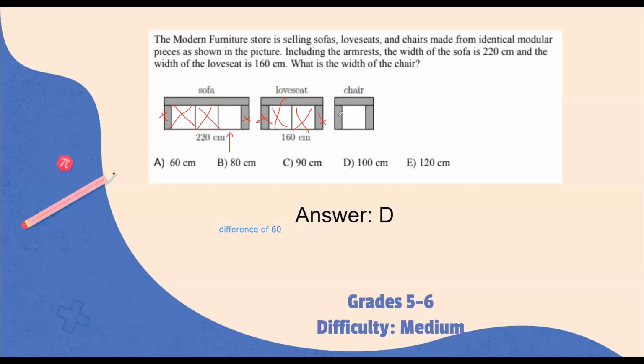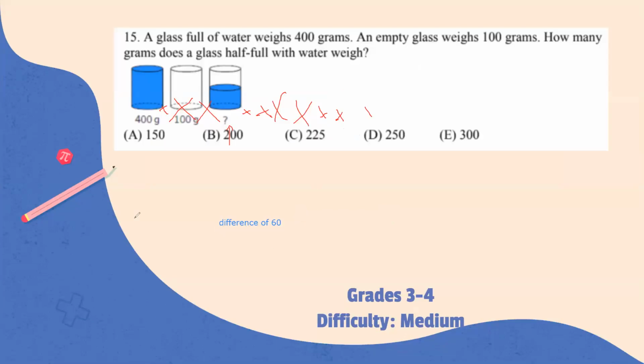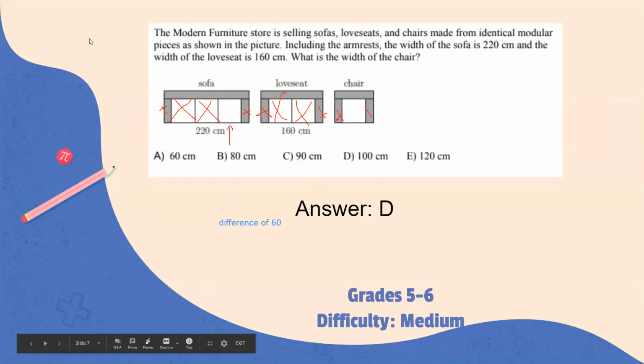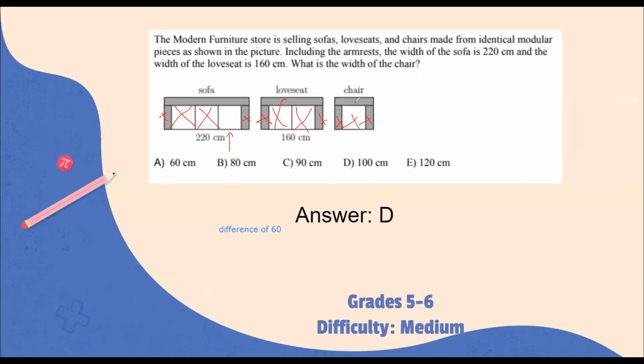So the chair also has two armrests and then the regular cushion thing, right? Oh, skip to the next page. It also has the regular cushion thing. So then the only difference between a chair and a love seat is this extra square right here. And as we just realized, the width of the square is 60, right? So 160 minus 60 is 100.